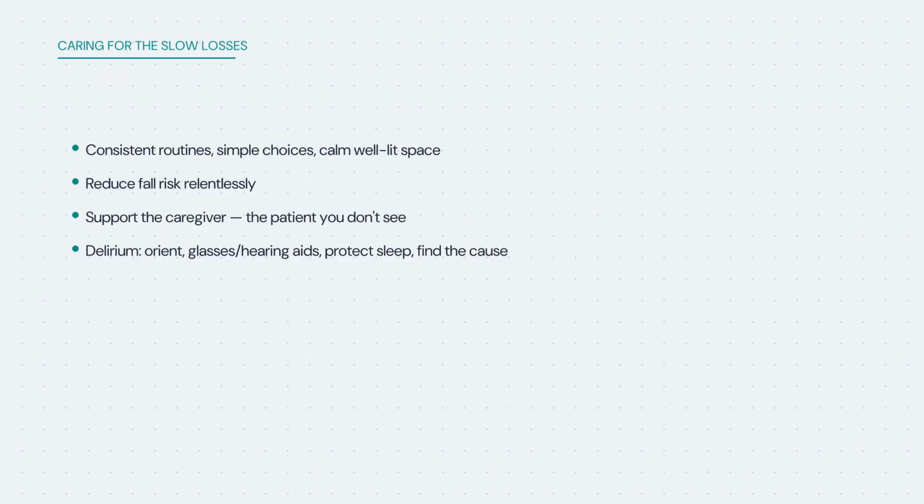Caring for these patients is mostly environment and safety. Consistent routines, simple choices, and a calm, well-lit space reduce agitation. Reduce fall risk relentlessly. And support the caregiver, because the caregiver is the patient you do not see. For delirium, the nursing win is prevention: orient them, get their glasses and hearing aids on, protect sleep, manage pain, and find the reversible cause before it does harm.